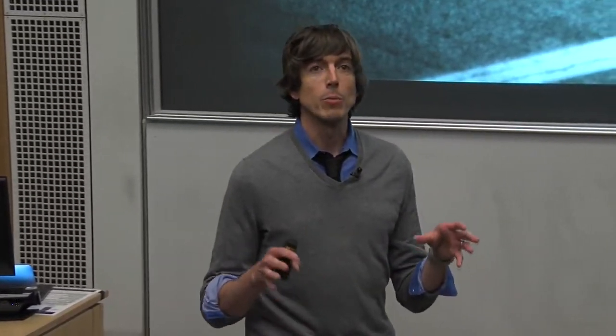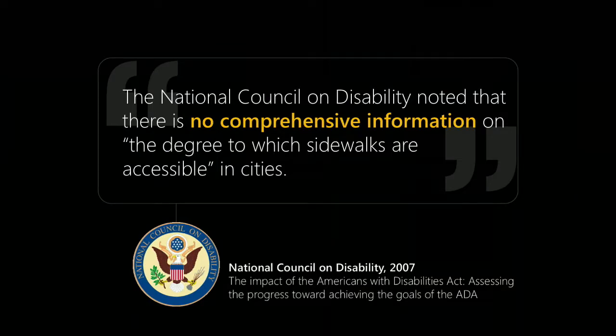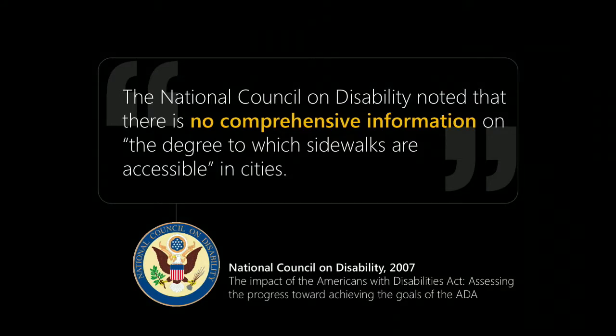And the problem is not just that accessible infrastructure fundamentally affects where and how people travel in cities, but there's currently no mechanism to figure out where cities are accessible and not a priori. In fact, the National Council on Disability notes that there is no comprehensive information on the degree to which sidewalks are accessible in cities. So we're investigating a twofold solution.